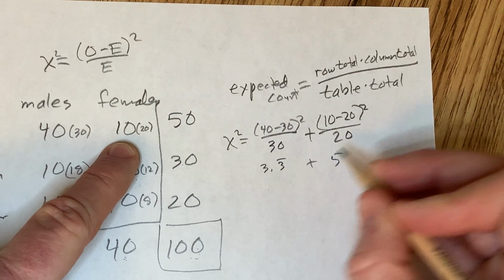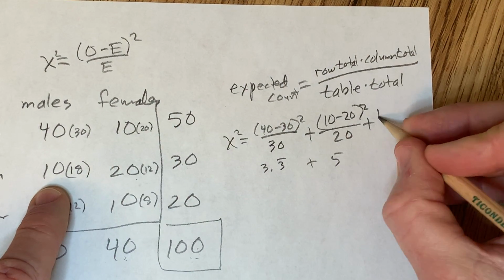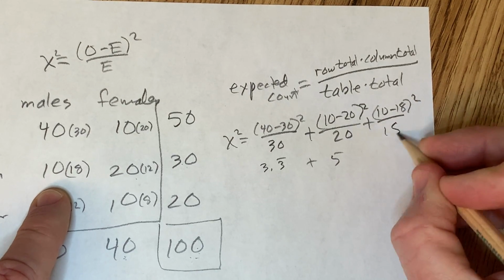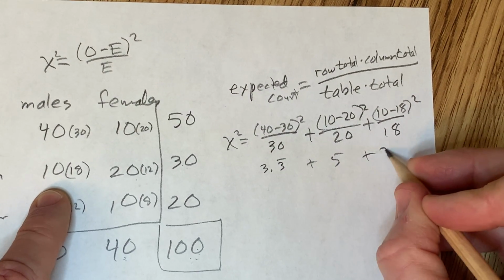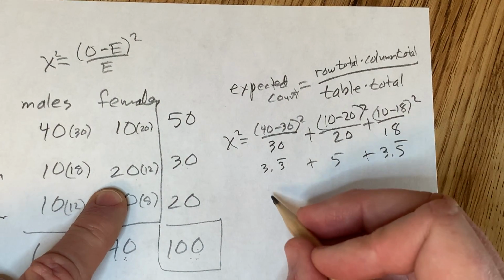Okay, and you would keep going on. You would do it for the Democrat males: 10 minus 18 squared over 18. That, in fact, is equal to 3.5 repeating. What the heck, we'll do it for all of them.